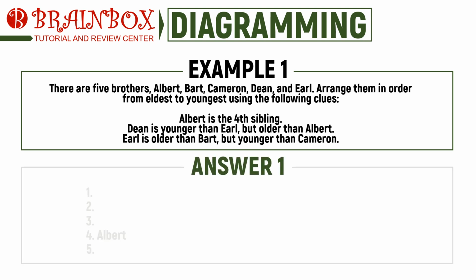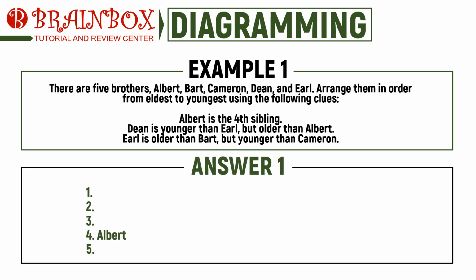Let's make a vertical line where we will start ordering the siblings with the eldest at the top and the youngest at the bottom. Using the first clue, we know that Albert is the 4th sibling. We can't do a lot with that information right now, so let's just write him down on the line. He will be the reference point around whom we will arrange the other siblings. The second clue tells us that Dean appears above Albert, so let's write him down on our line.